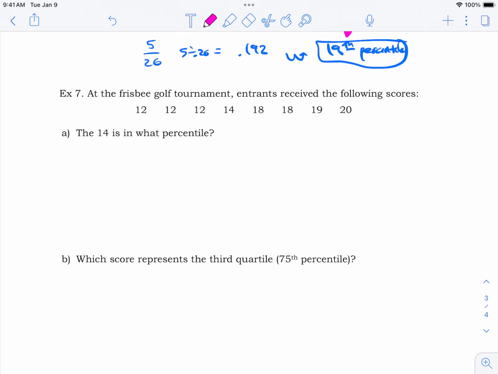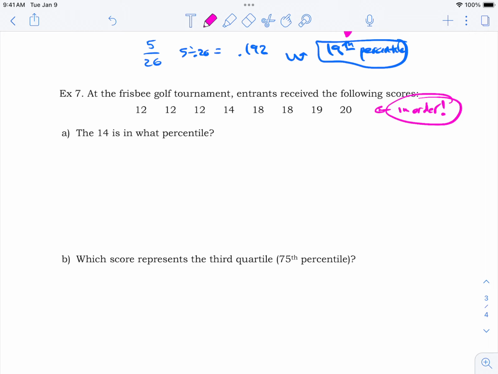But anyway, now we've got Frisbee golf scores. 12, 12, 12, 14, 18, 18, 19, 20. Those are the scores at the Frisbee golf tournament. Apparently we had 8 participants because there's 8 scores here. Cool. Now notice they are in order.